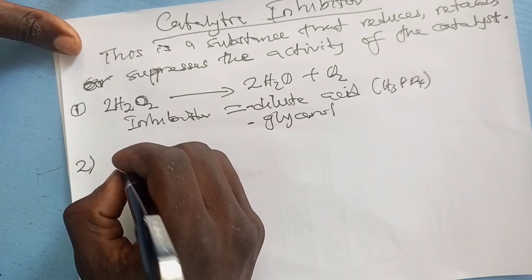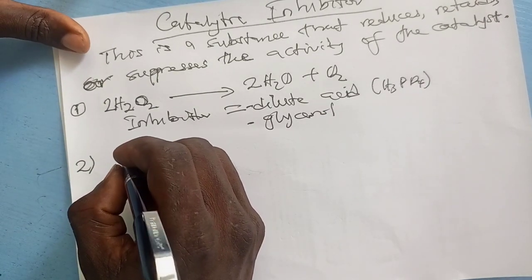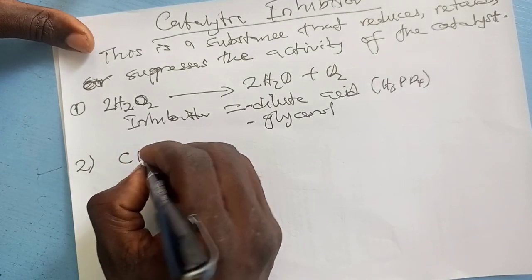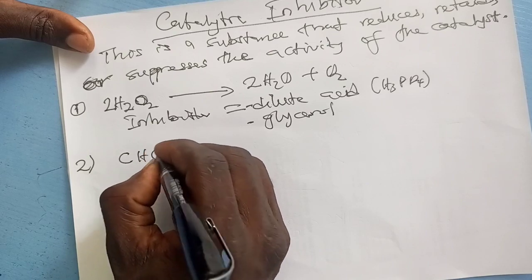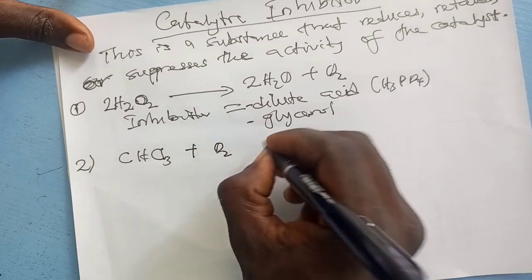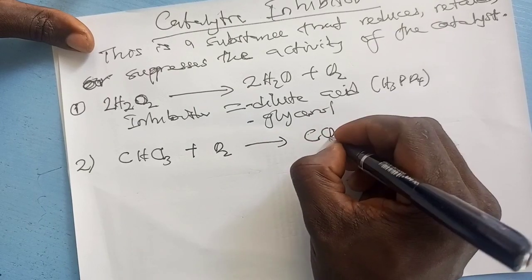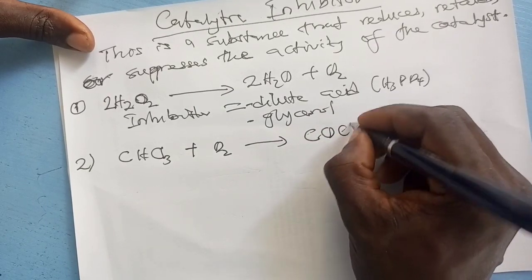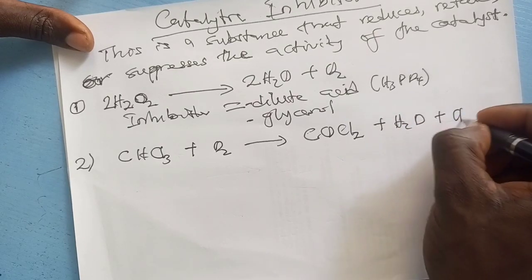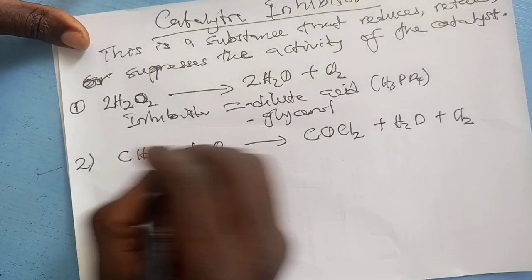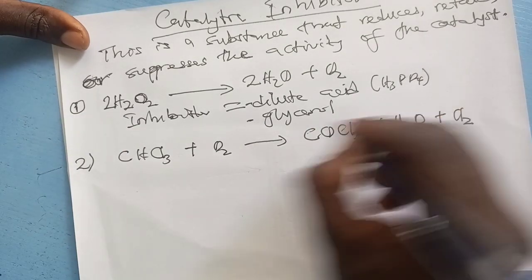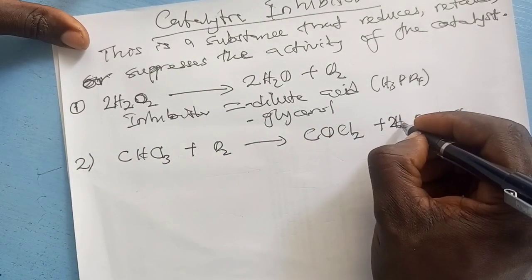Another example is the oxidation of trichloromethane. This is trichloromethane. When it is oxidized, it's going to give us carbonic chloride plus water plus chlorine gas. So in balancing this, I can put 2 here.